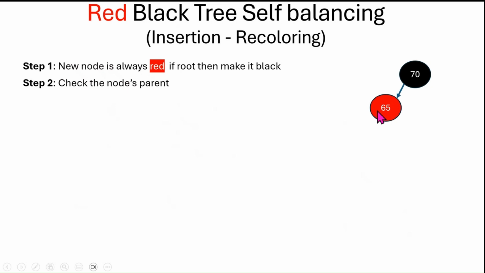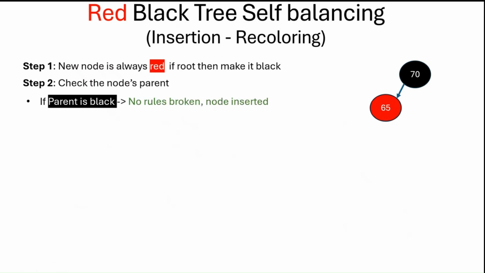So step 2: if the node is not the root, then we go to step 2. What is the parent of the node? The parent of 65 is 70. We need to check the color of the parent. If the parent is black, then we are good because there is no red-red violation. We are not changing the black height because we are adding a red node here. So the black height is not changing. Good. But let's say we added 80 also here. It is also added properly without any issue.